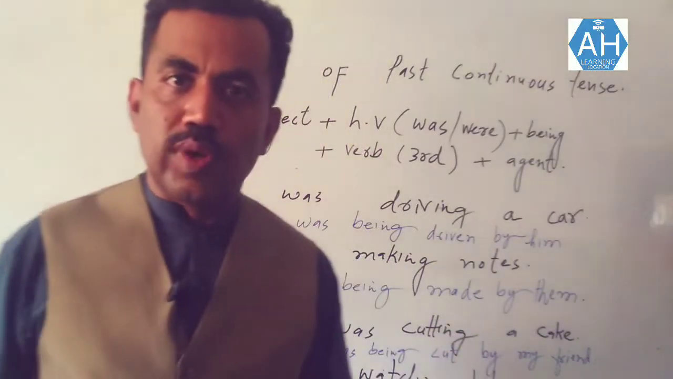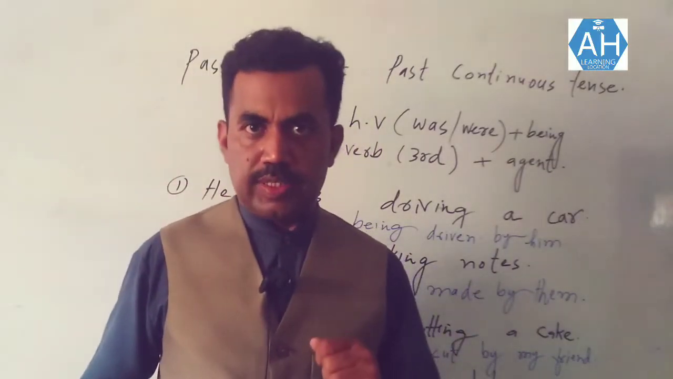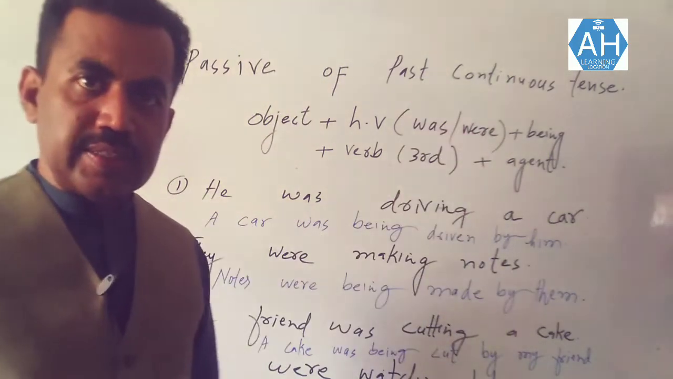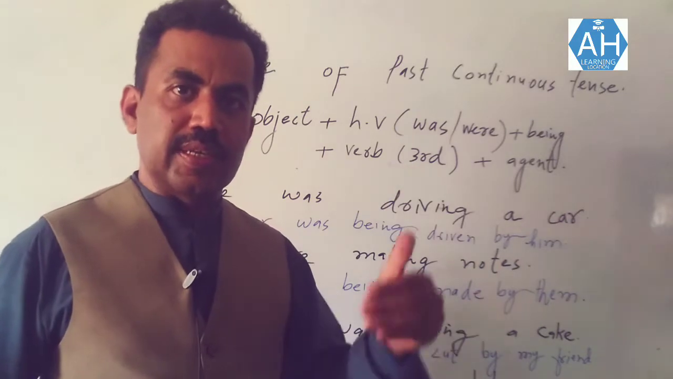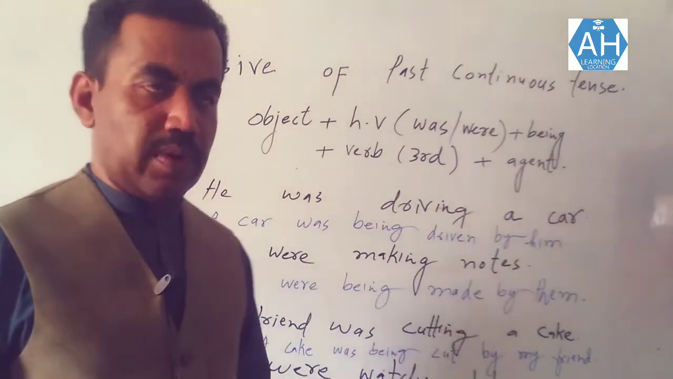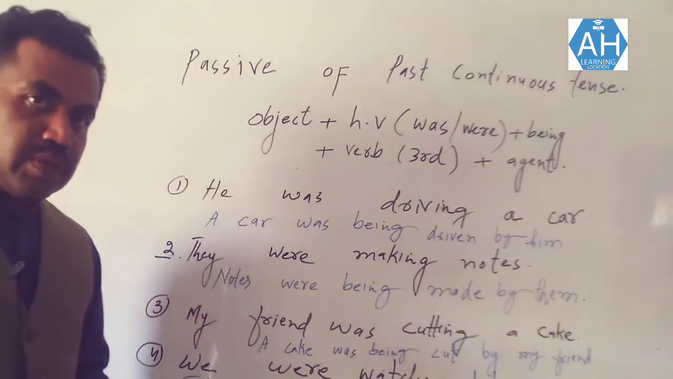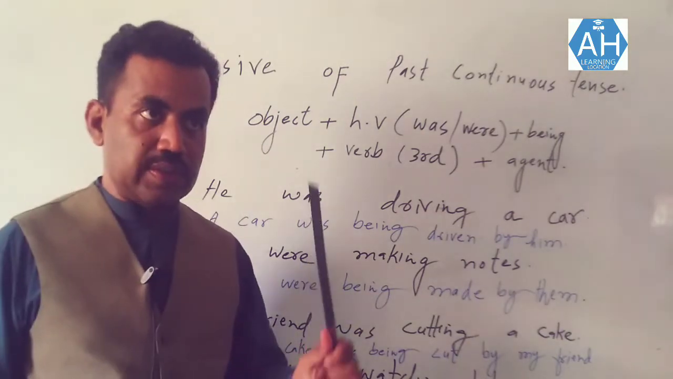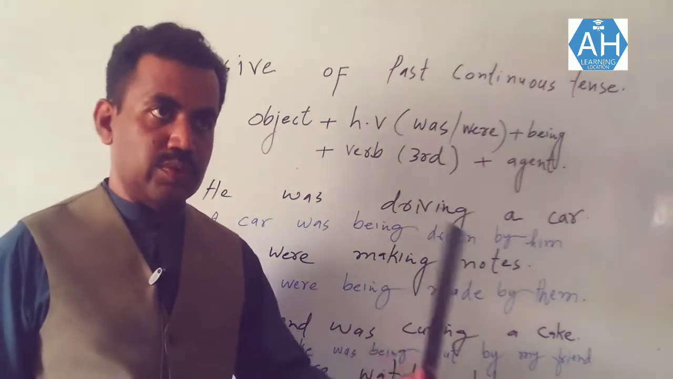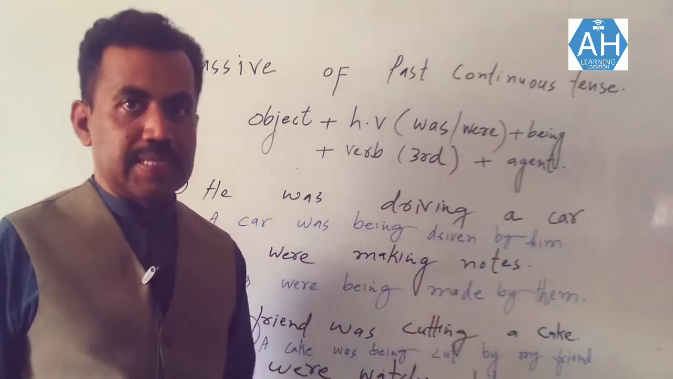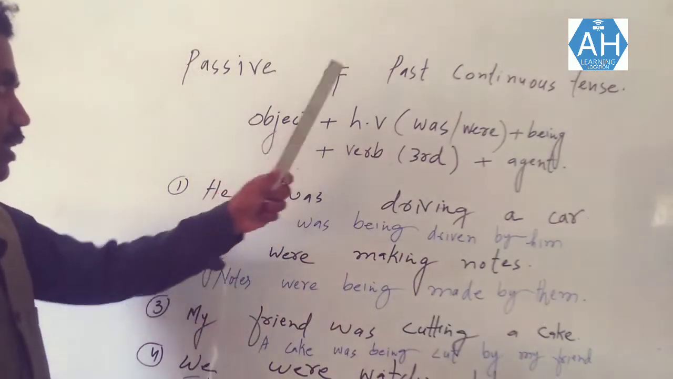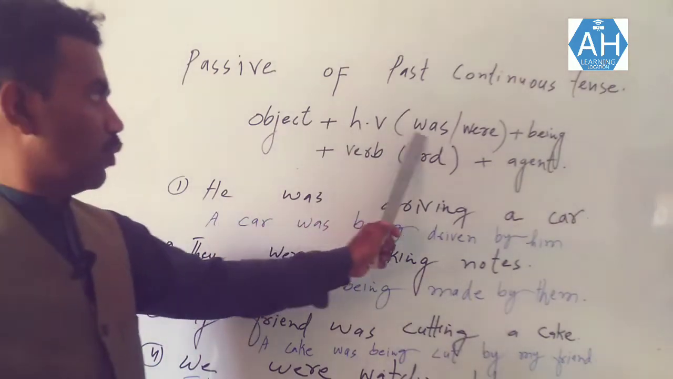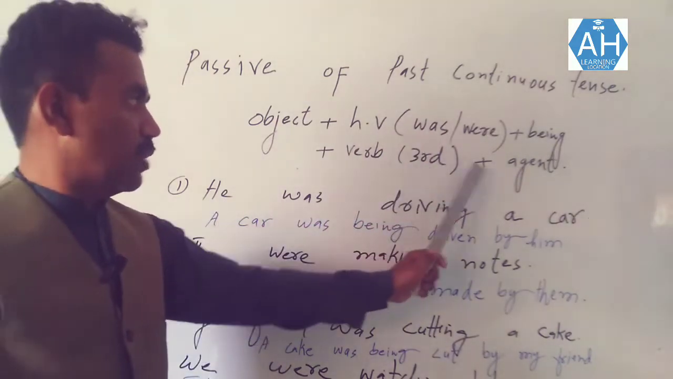Today we are going to learn the passive voice of past continuous. Look at the board and let's read some sentences on how past continuous tense sentences are changed into passive form. You have to memorize the structure first of all. Every tense has a structure. You have to memorize the structure of all passive tenses. So here is the structure. Past continuous tense: object, helping verb was/were, being, verb third form, and agent.